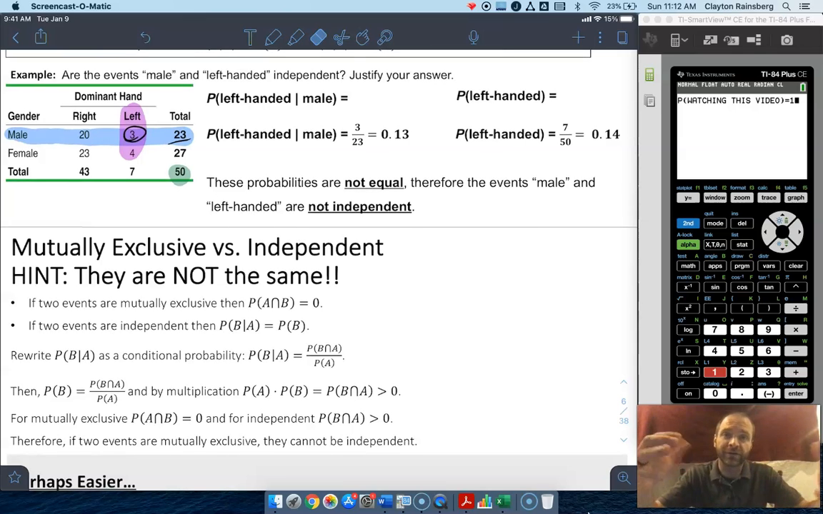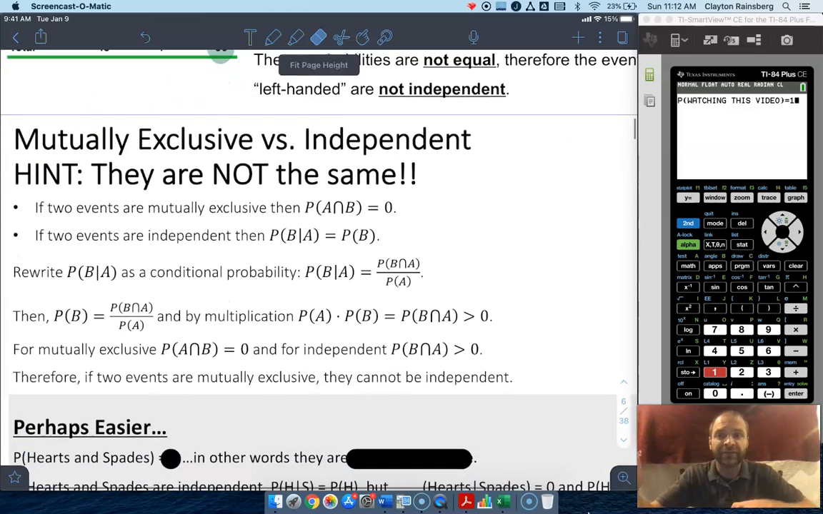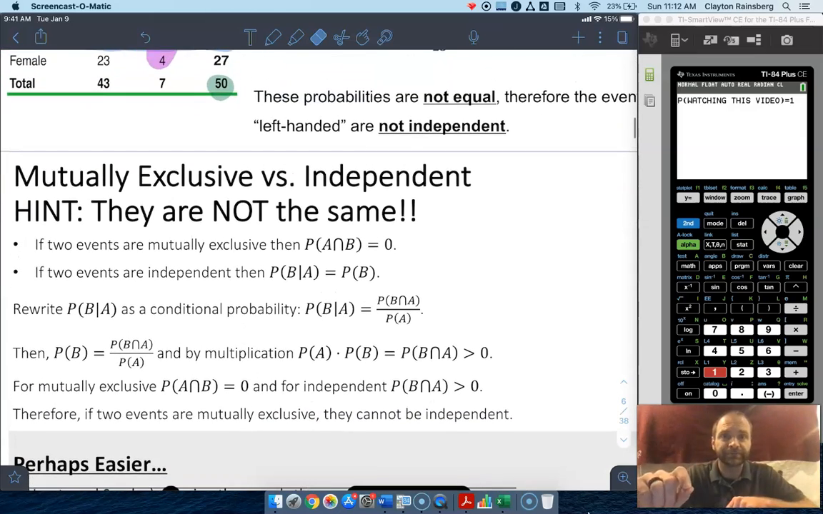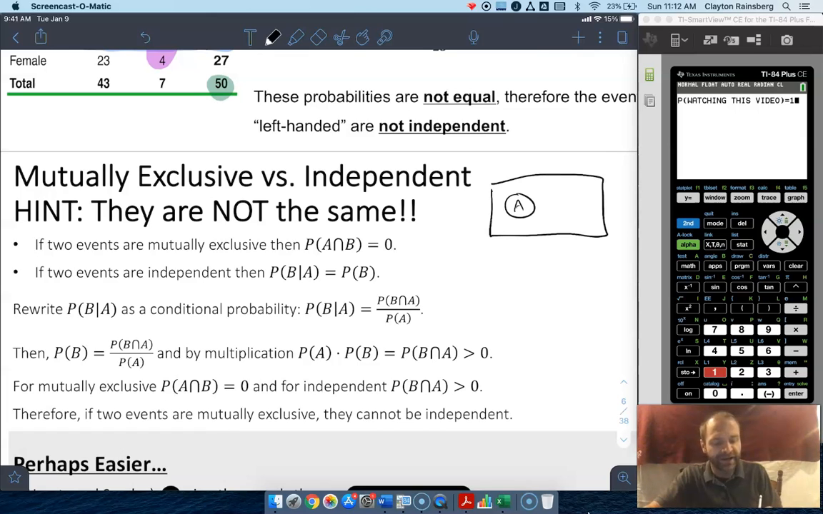And we can prove it, of course. Being Mr. Rainsberg, I love proving things mathematically, so let's prove it mathematically. If 2 events are mutually exclusive, that means there's no overlapping. And that's where I drew the Venn diagram for us. Here it is, event A. Here is event B. If they are mutually exclusive, there is no overlapping. The probability of event A and event B occurring is 0. Now, independence. We did this before, the probability of event B given that event A occurred has to be the same as just the probability of event B.